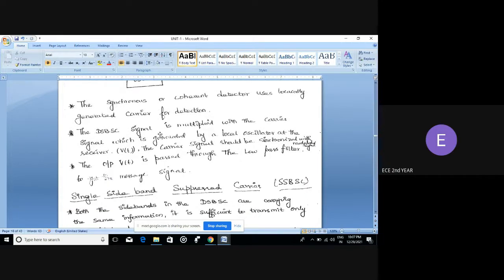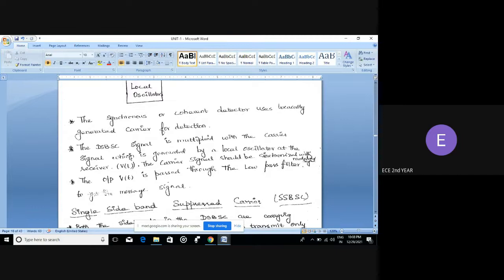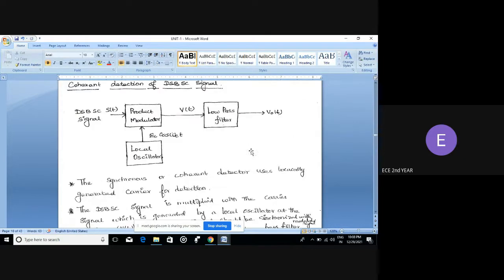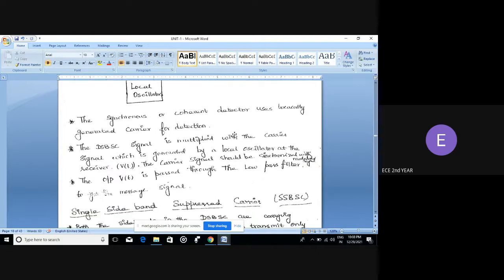Here, the double sideband signal is multiplied with the carrier signal, which is generated by the local oscillator. The output of the modulator, called V of t, is passed through the low pass filter, and this low pass filter is used to get the information that we want. Only the filtered output we will have as output from the DSB demodulator.